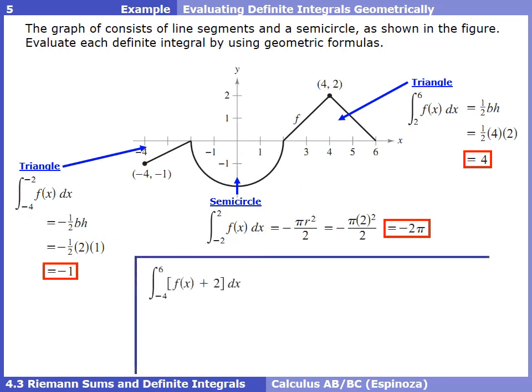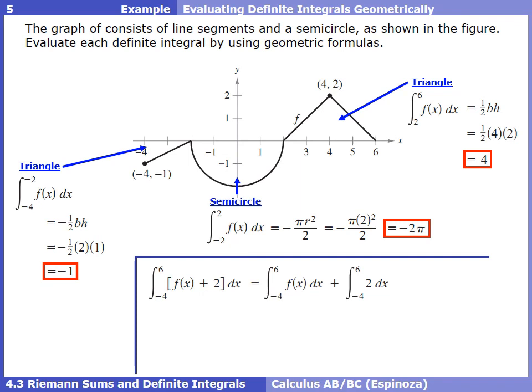In the last part of this problem, we kind of need to step it up a little bit, and here we're being asked to find the integral from -4 to 6 of f of x plus 2 dx. Might seem a little bit confusing at first, but the very first thing we should realize in terms of how we should approach this problem is since we're adding two separate things, we can write two separate integrals. So that's the first thing we're going to do.